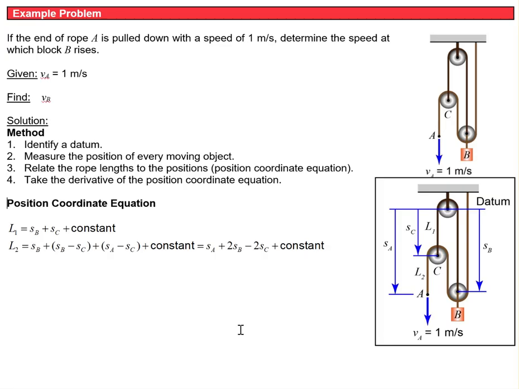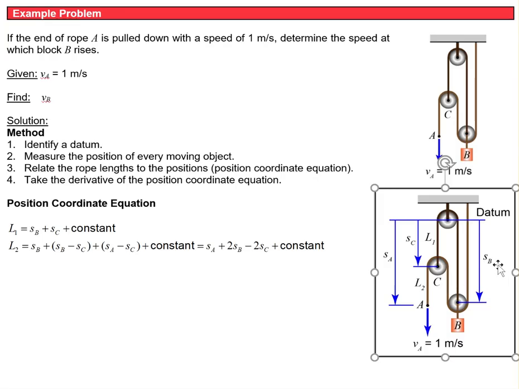All right, rope 2. Okay, so what is rope 2? Well, it's this little length, which is SA minus SC. Then this length, which is SB minus SC. And then we have an SB. So that's what we have, the 3 lengths. And then we have the parts that are going over the pulley and such, which are constants.